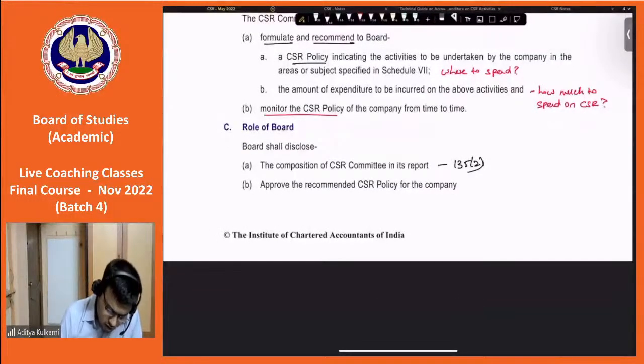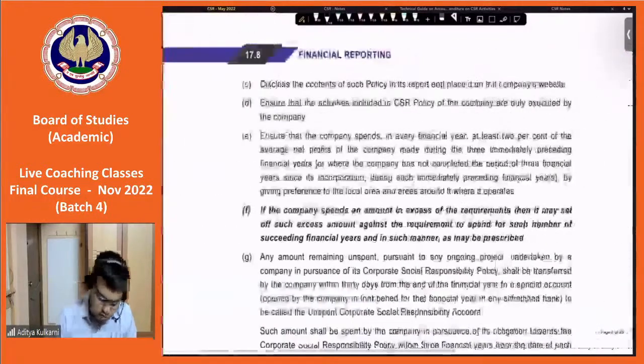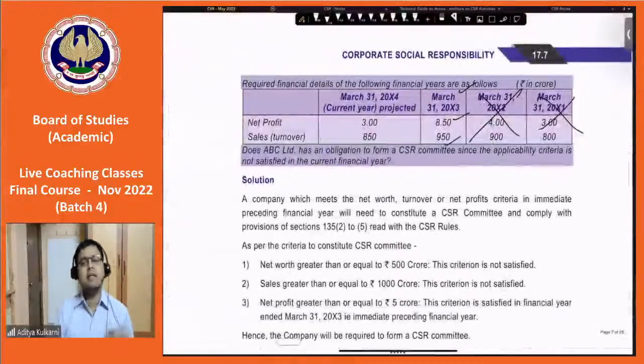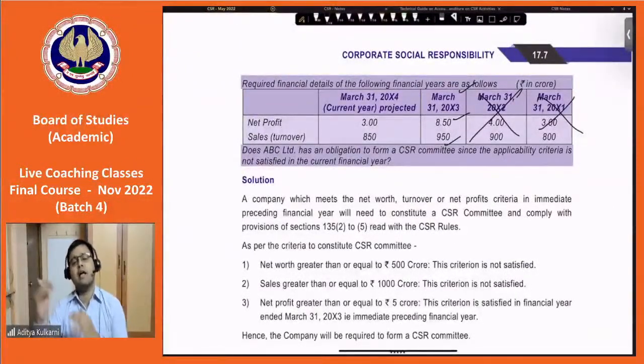Now we move on to 135.4. What are the board's responsibilities? So this is also 135.4. The committee is formed, the committee gave its opinion, the committee gave its recommendations. Now the board has to decide.